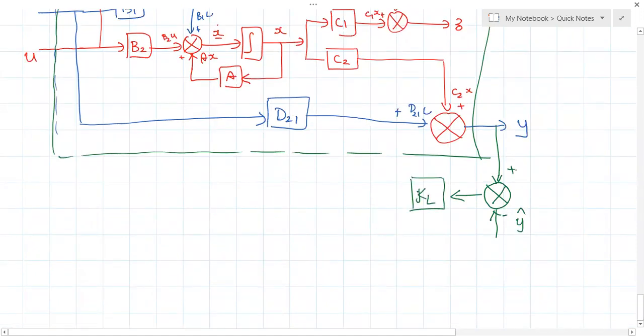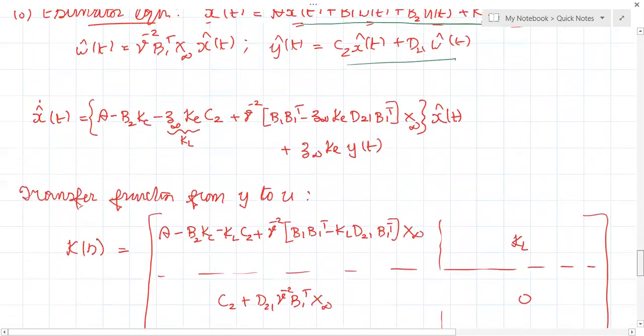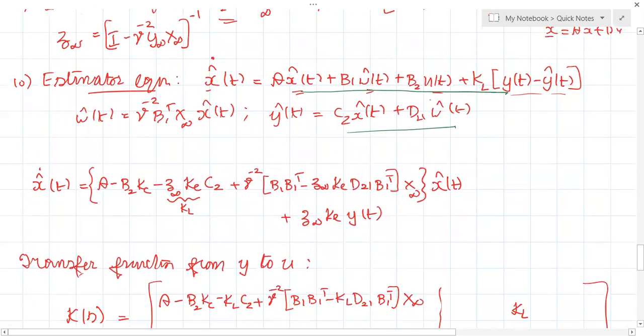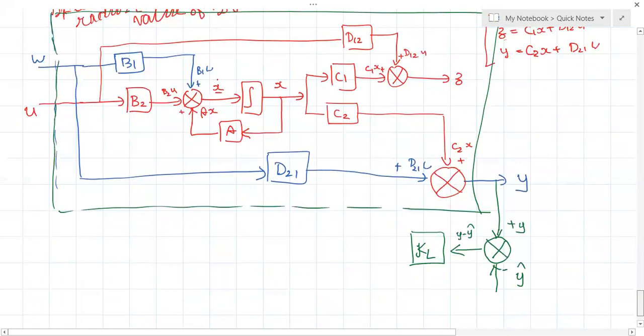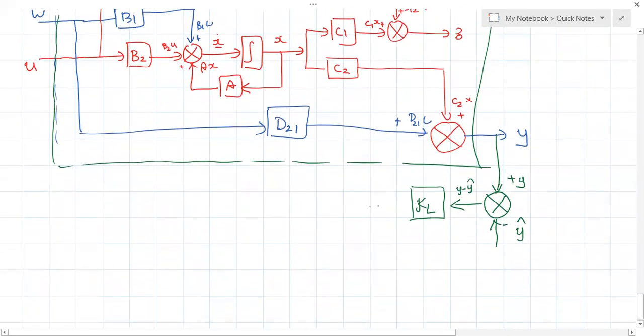So this signal will be what? This is y. So this signal will be y minus y hat into kl. Then what next? Y minus y hat into kl plus b2u, plus b1w hat plus ax hat. So there should be a summing point. So that means this is a summing point here.